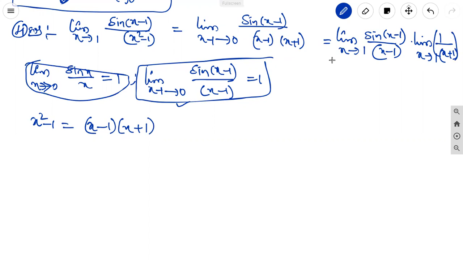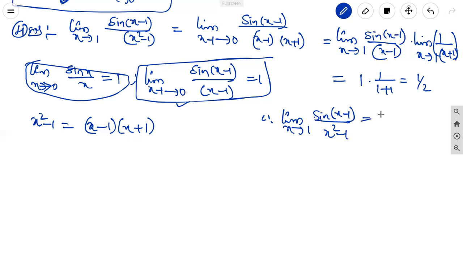Now the first factor goes to the form of 1, and for the second factor you can substitute x equal to 1, that is 1 by 1 plus 1. 1 into 1 by 2 is 1 by 2. Therefore, limit x tends to 1, sine of x minus 1 by x square minus 1 equal to 1 by 2.